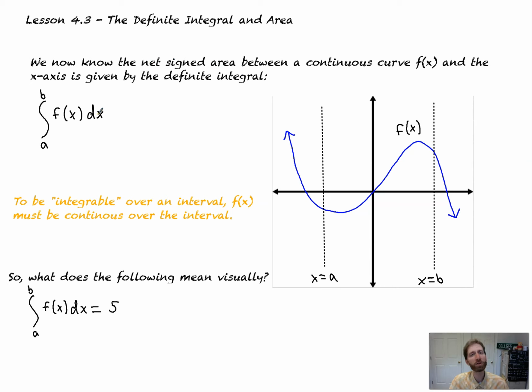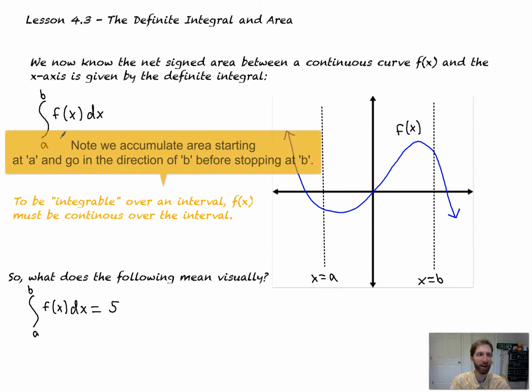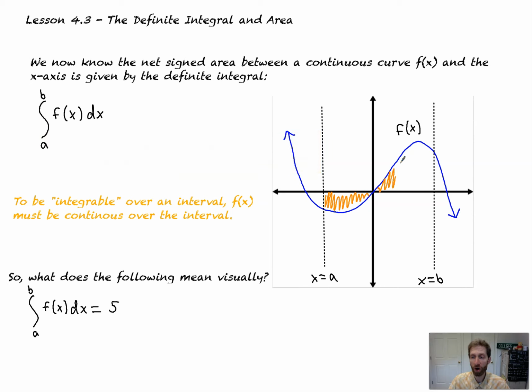So we've seen that. In lesson 4.2, we saw that this definite integral represents the sum of many tiny rectangles with heights of f of x, widths of dx, from a to b is what we're collecting that area. So what does that mean visually? It means that it's all of this area here from a to b, all the way over to this area right there. All of that area under that curve is represented by that definite integral. So to be integrable over an interval, f of x must be continuous. So in order for us to be able to collect the area here, we've got to have a continuous curve, which we do there.